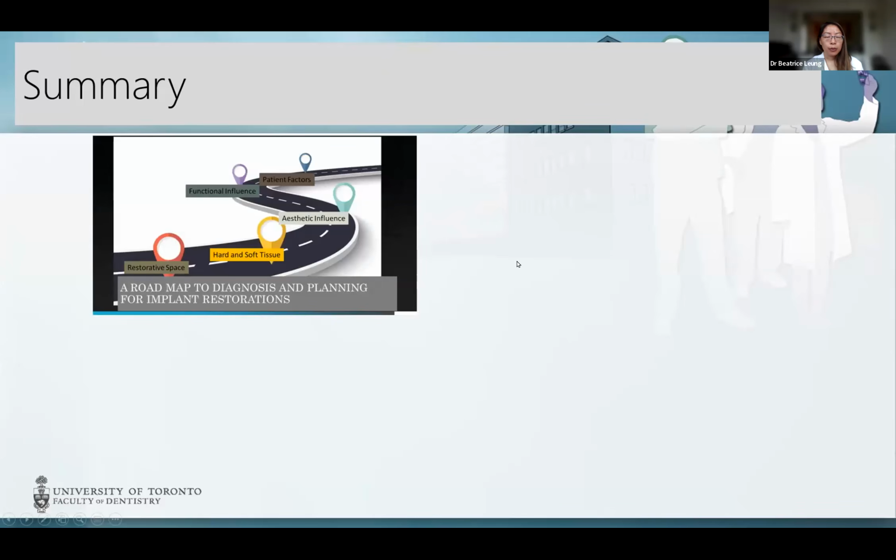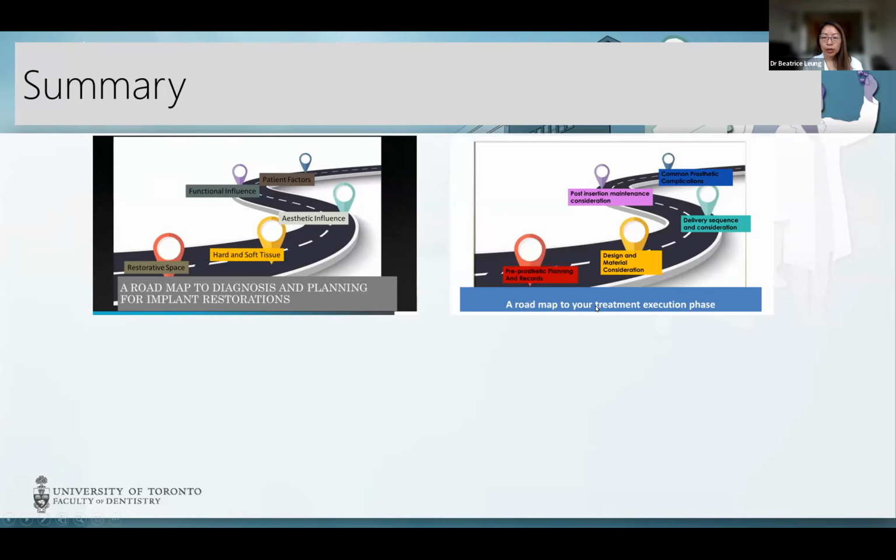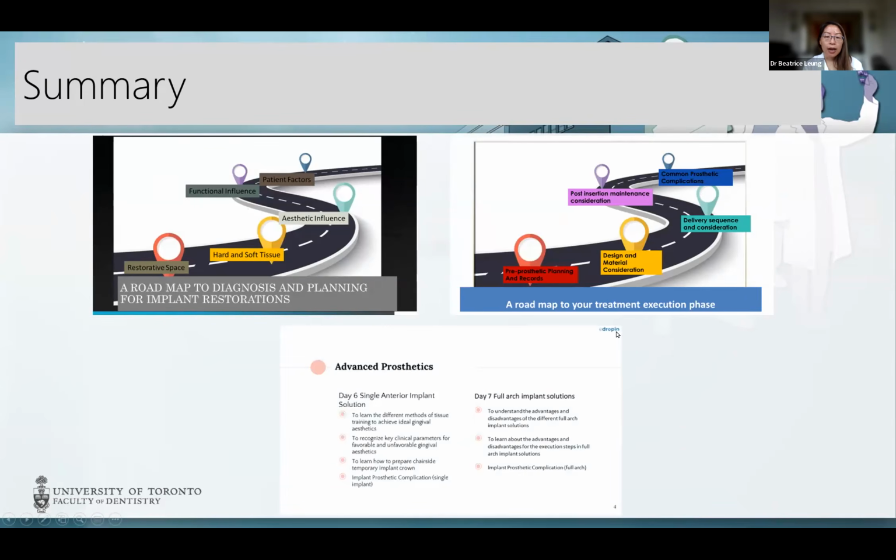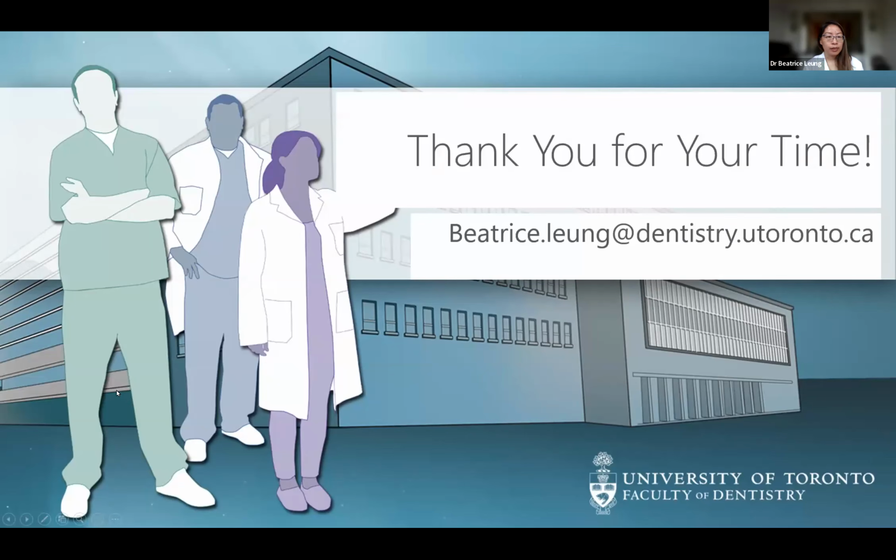Okay, so this was supposed to be the summary of my last lecture. We talked about implant treatment planning, the considerations, and the roadmap you need to consider, very quickly last week. We also talked about the treatment execution phase, specifically the delivery considerations for a single tooth implant. Today I really just talked about the single anterior solution, specifically how to make the temporary implant crown, the why and the how. I hope that you found this presentation useful.